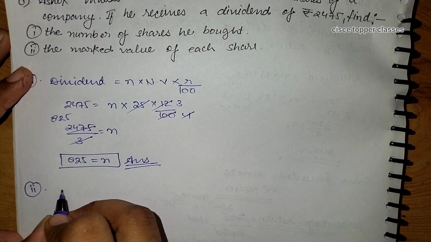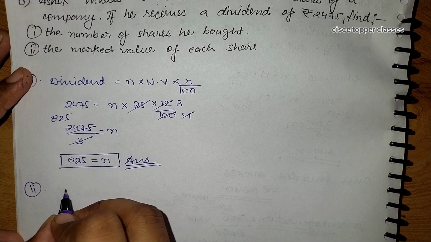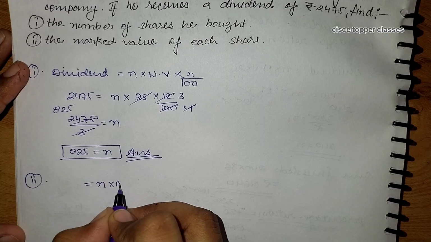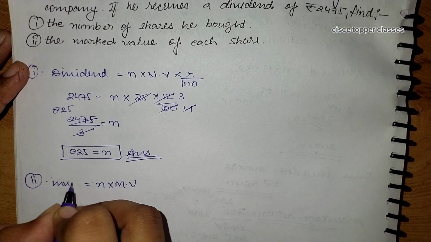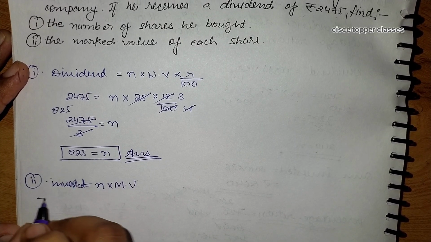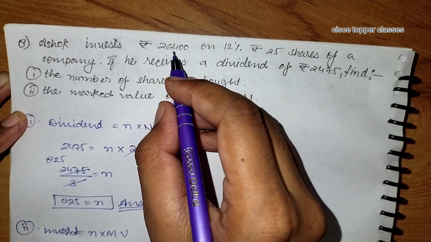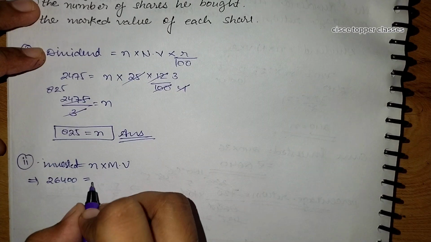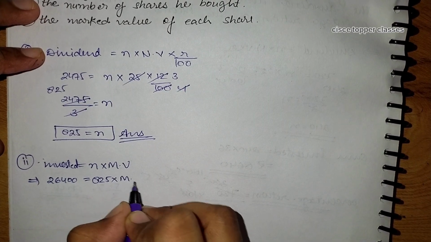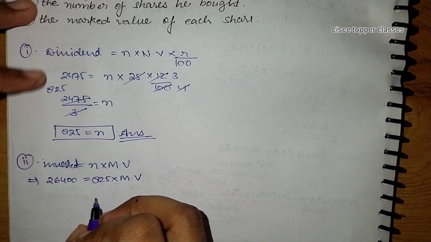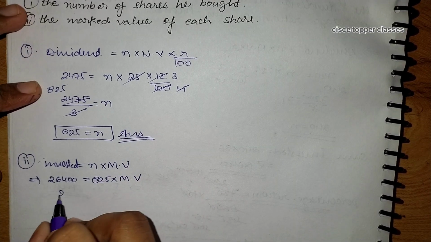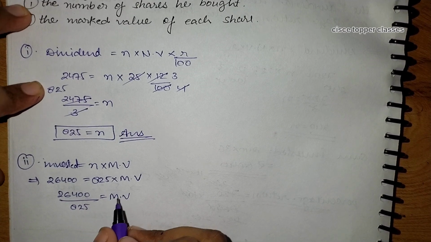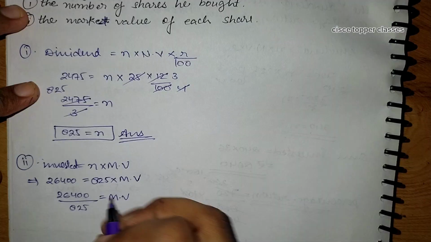We know market value of each share will be, firstly here we can write the total number, means n, number of shares into market value is equal to the sum of invested money. So this is invested money. We will put invested money given to us, 26,400. So this will be 26,400 is equal to number of shares 825 into market value. So this will be 26,400 divided by 825. We will get the market value here.